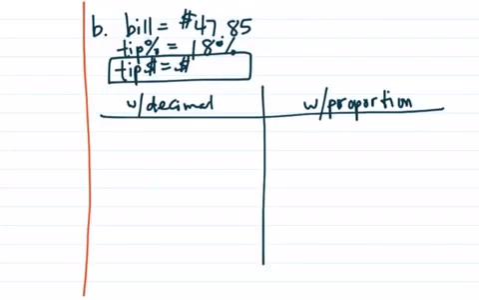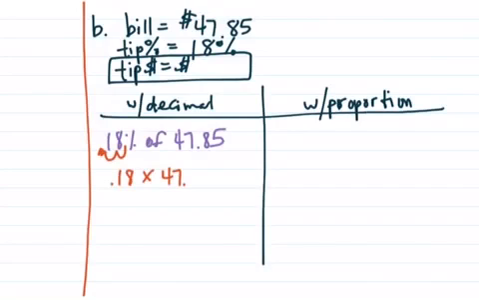So using a decimal, we're looking for 18% of $47.85. So, changing your percent to a decimal, that is 0.18, and of means times, 47.85. If you multiply those two numbers together, your answer is 8.613. And knowing you're talking about money, we are going to be rounding to the nearest penny here.